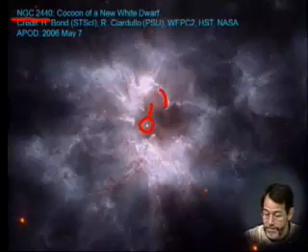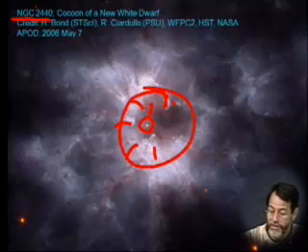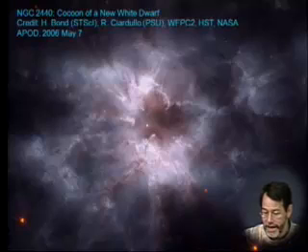hot material coming off of that and the expanding material is moving away, so that this is a very young planetary nebula moving out from its star, and it's very complicated. It's not just a clean sphere. So this was taken by the Hubble Space Telescope. And this is an emerging planetary nebula.